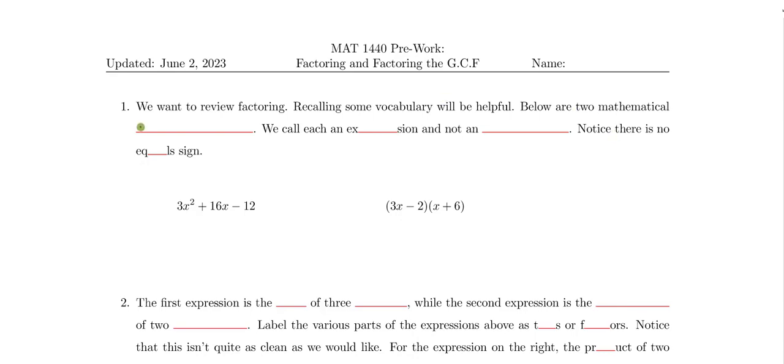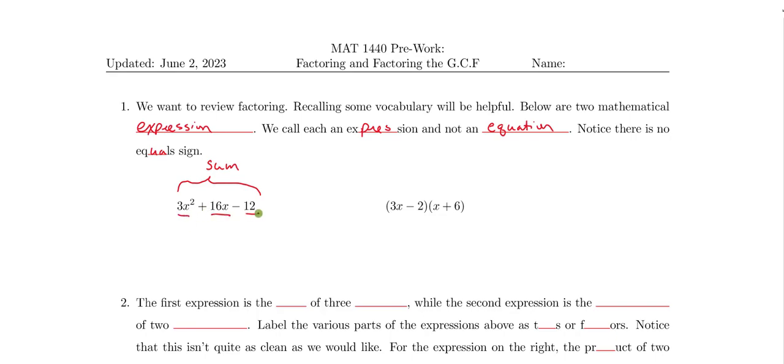We call each one of these a mathematical expression, and again, we're going to call these expressions, not equations. Notice that there is no equal sign. So let's go ahead and label some of the parts of these. This first expression looks different than this one. We're going to say that this is a sum of three terms. So we're going to call this whole thing a sum, and we're going to label each part of the sum.